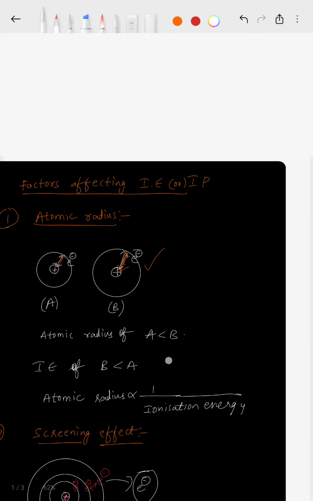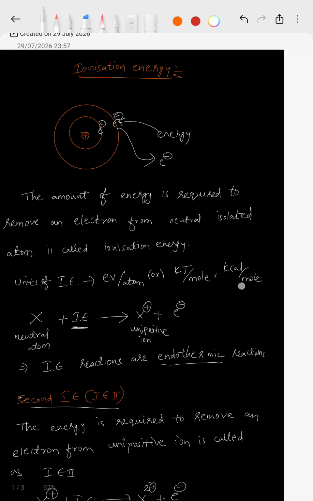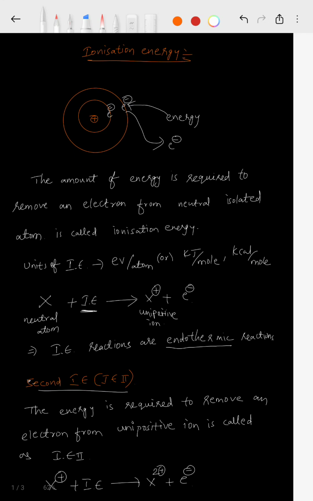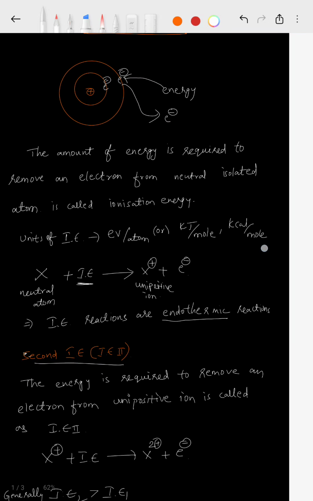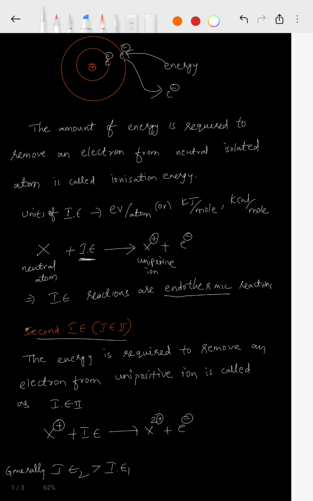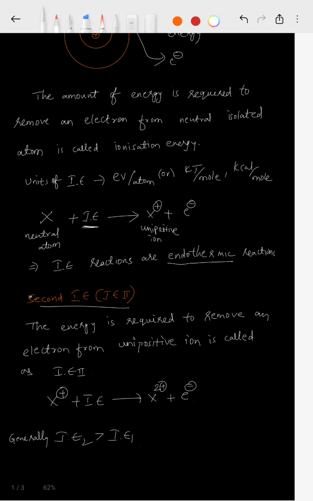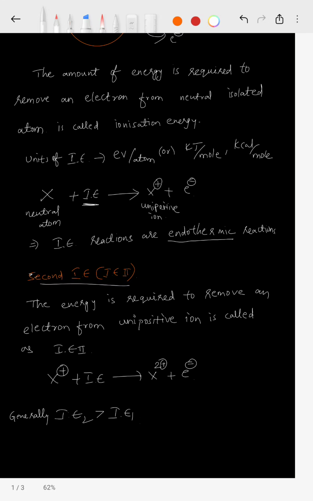Okay, so far we discussed ionization energy and the factors affecting it. So what is meant by ionization energy? The amount of energy required to remove an electron from its outermost shell is called ionization energy. The units are electron volts per atom, or kilojoules per mole, or kilocalories per mole. If we remove one electron from the neutral atom, that is the first IE, IE1.